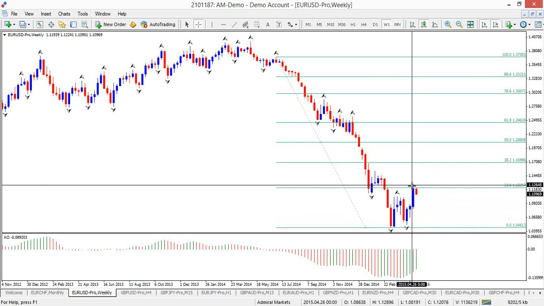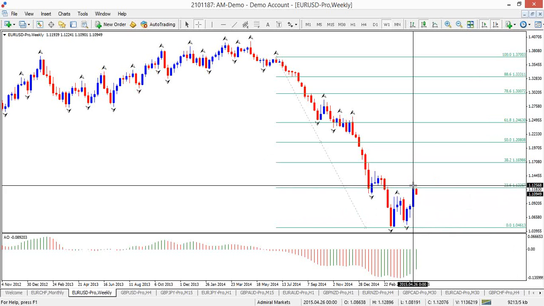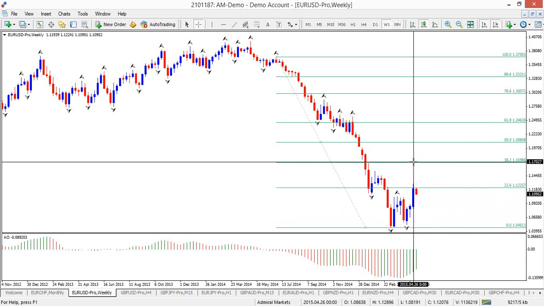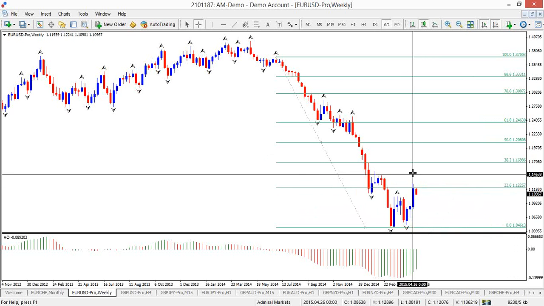We did push a bit above the 23.6, but from a weekly point of view, that wick is, as you can see, very small. Those small punches through fibs can happen. Sometimes it's very precise to the pip. Sometimes you'll get a few pips pierced through a level like that. From a 1-minute chart, this could, of course, be a big break. From a weekly chart, it is small.